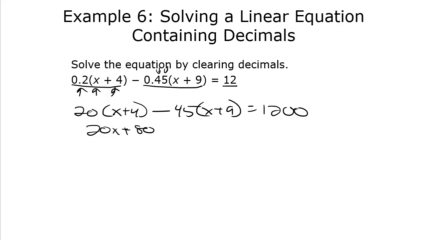Don't forget, the negative goes with it, so minus 45x, and then minus 45 times 9, which is 405. Minus 405 equals 1200. Combine like terms, right? So 20 minus 45 gives me negative 25x, and then 80 minus 405 gives me negative 325.